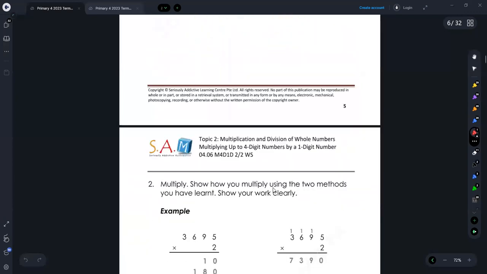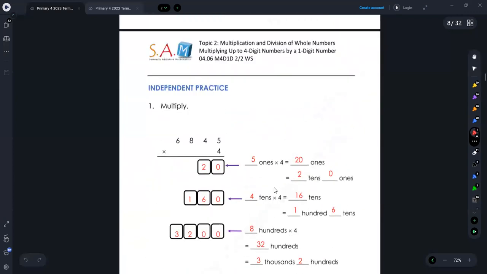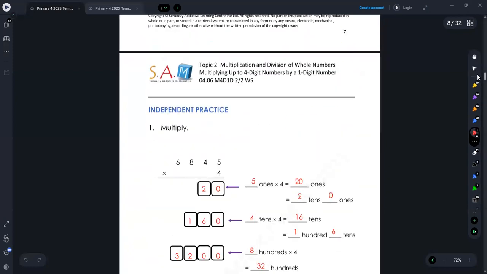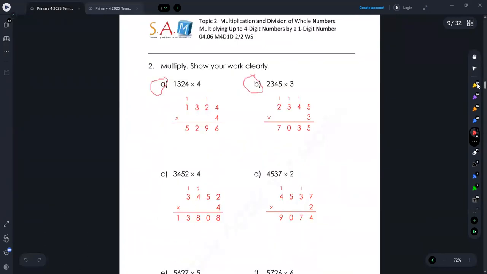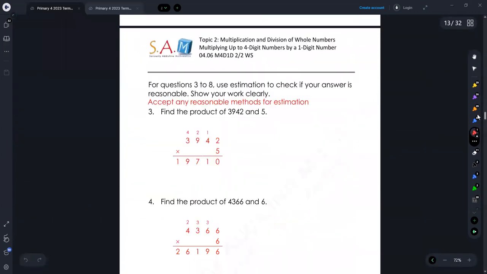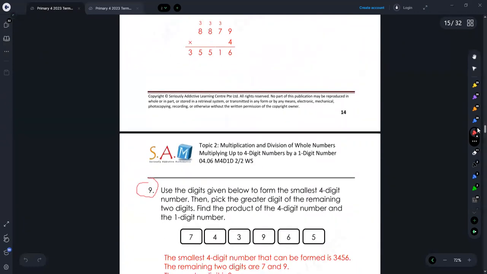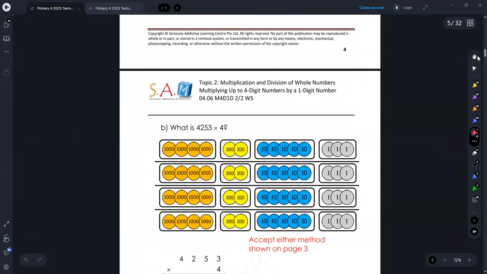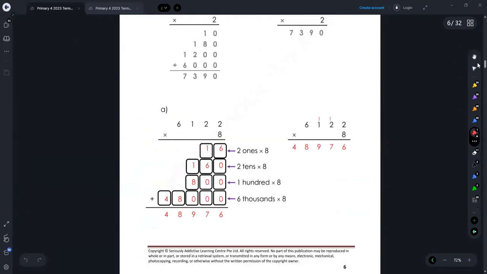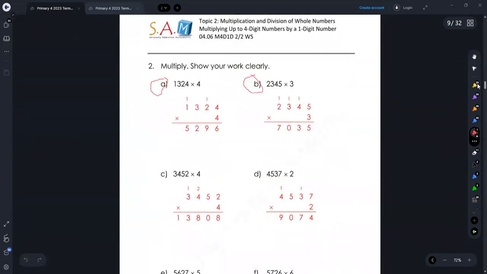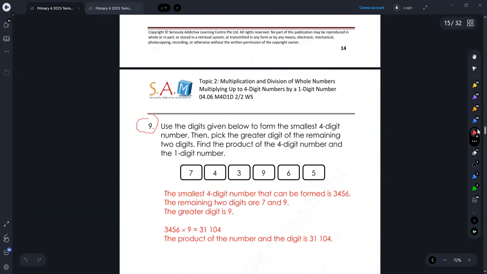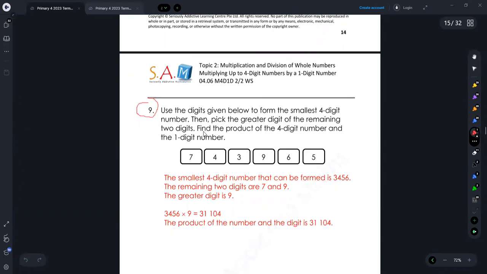So get them to do the guided practice. And I think by the time they get to page 7, they should know how to do it. If you think that they need more practice, please by all means get them to do it. You can try out 2A and B as well. But otherwise, I think we can skip all the way to the last questions. As long as they get the concept, it is fine. We don't need them to do so much of this. Rather, they might want to focus on question 9 instead.